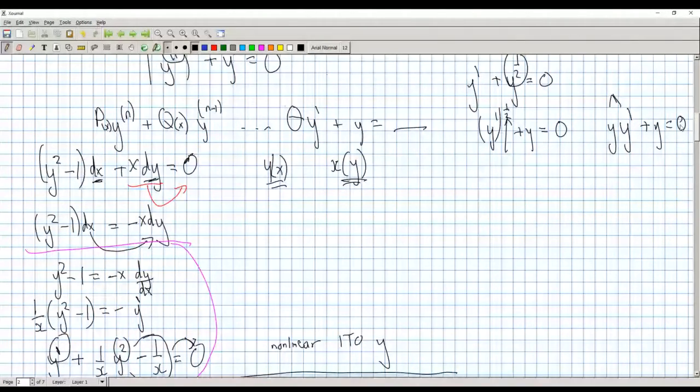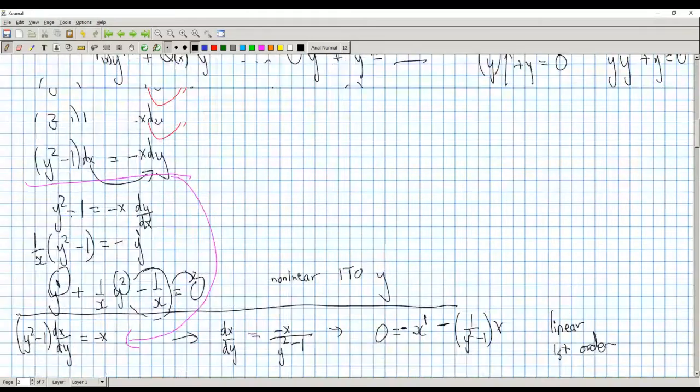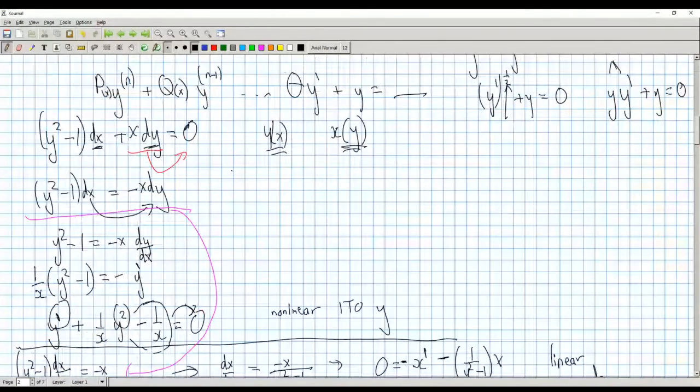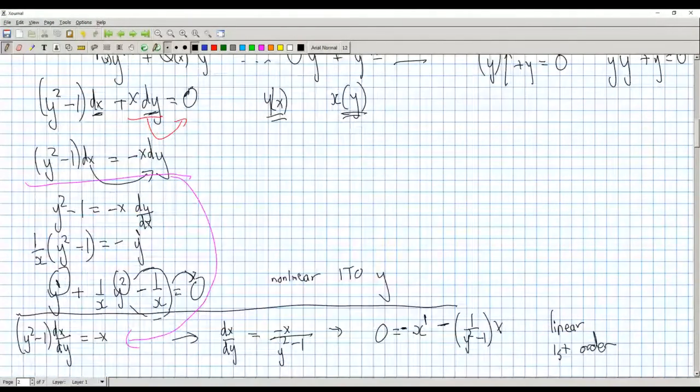So if we go back to our question over here, the reason why it was nonlinear in terms of y is because we had this over here. That y squared tells us that it's nonlinear. So that immediately informs that. With the prime there, we don't have anything higher than that. That indicates that it would be first order.